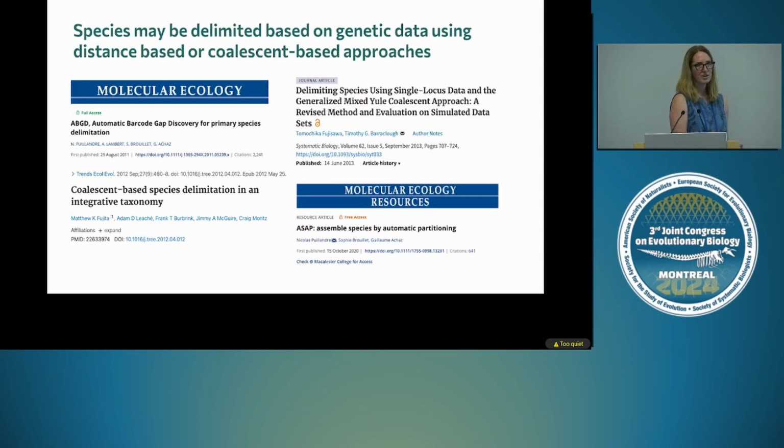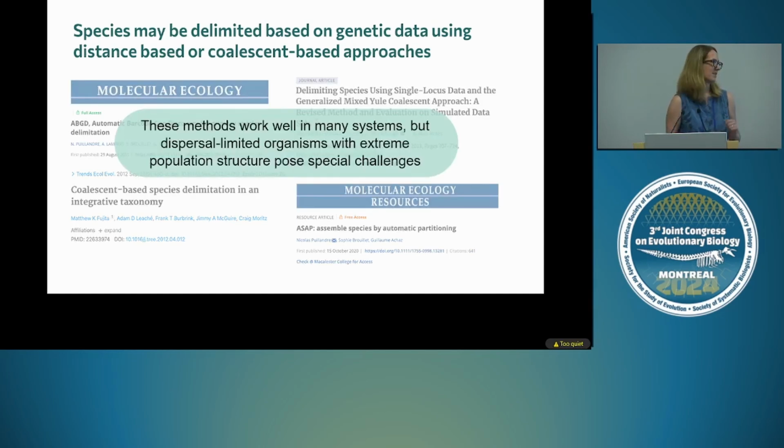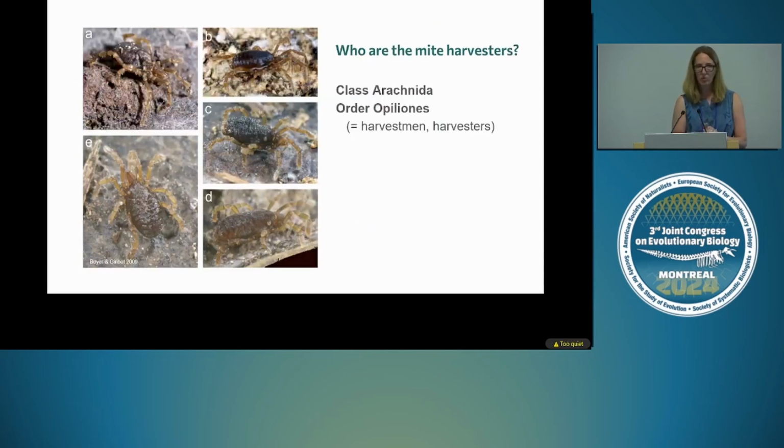Over the past generation, and especially during the last 10 years, methods for doing this have been developed and also refined. So these sorts of methods can be based on genetic distances, which is the world of DNA barcoding, or coalescence. So these methods work great in many, many systems. However, in dispersal-limited organisms that have extreme population structure related to geography, these methods can fail. These methods can fall short. In these kinds of cases, what do we do? So I'm going to be talking to you about one such case.